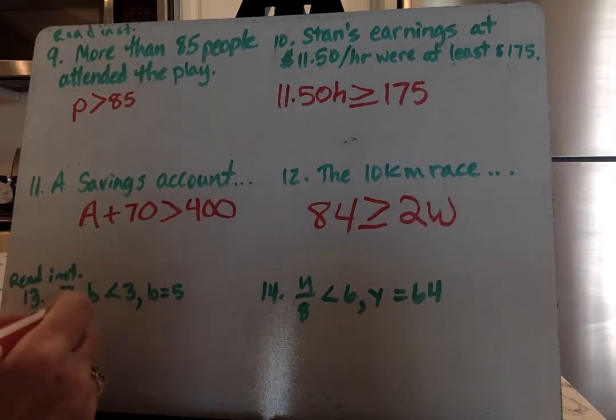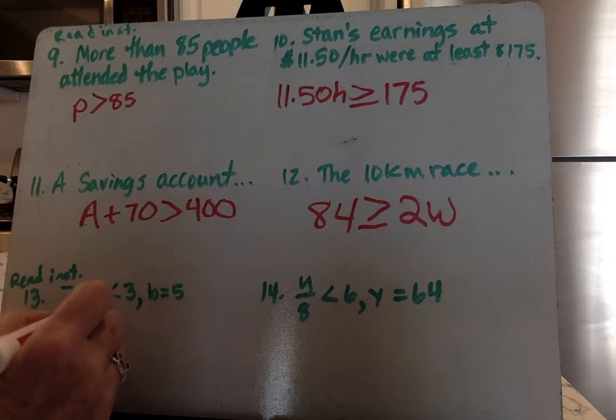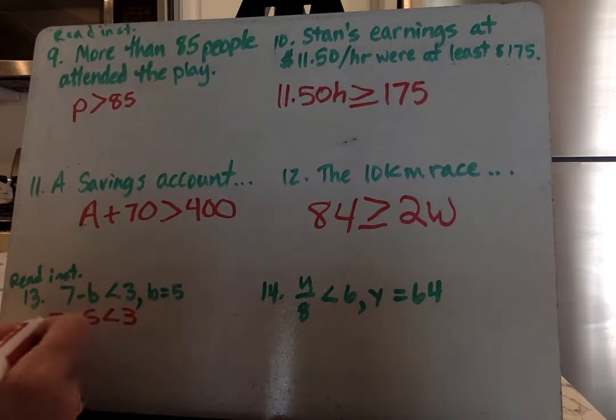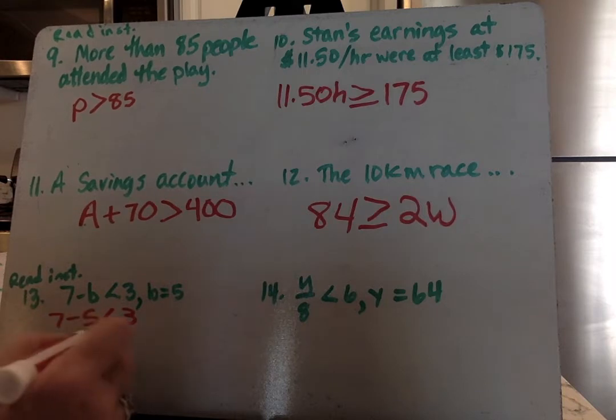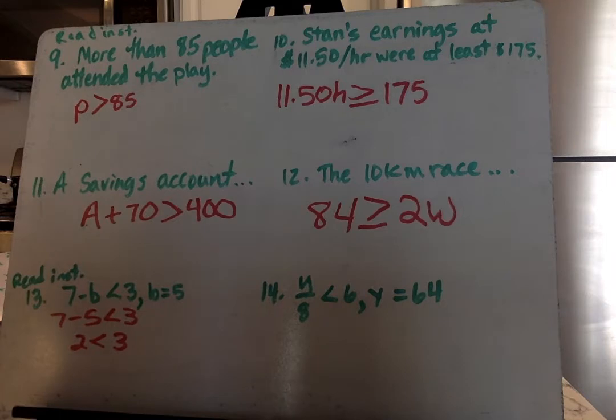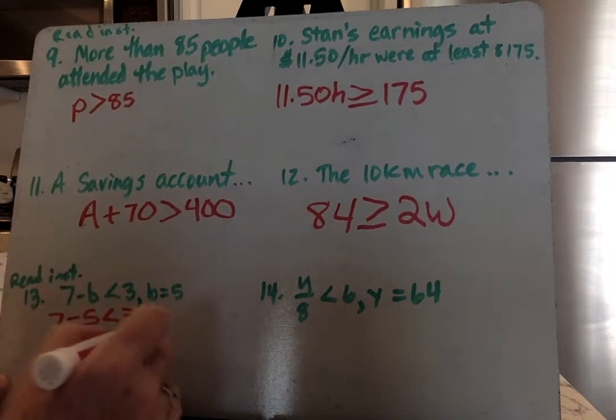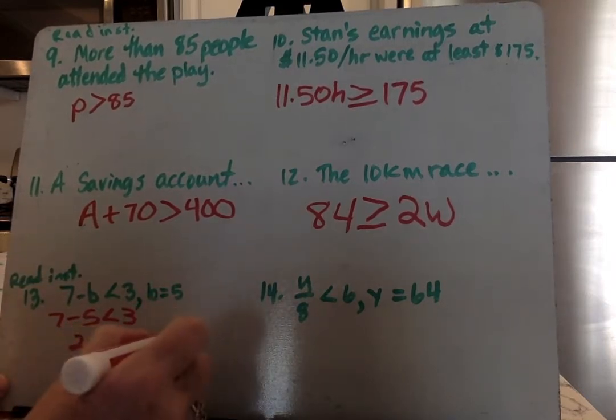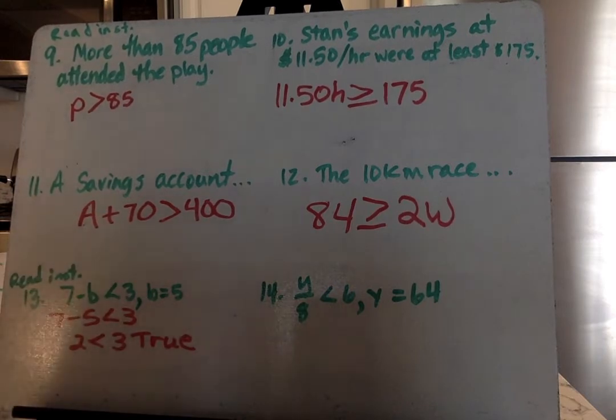B equals 5. So if I put 5 in for B, does that make this inequality true or false? 7 minus 5 is 2. Is 2 less than 3? And the answer is yes, so that's true. So you work it out, show your work, and then put true or false.